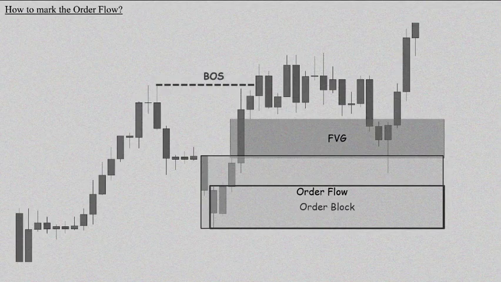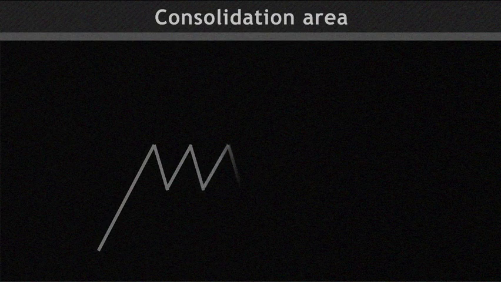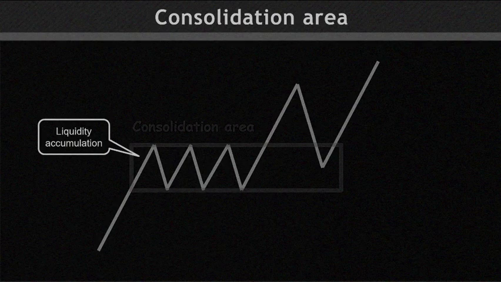The last key supply and demand is consolidation areas. Consolidation areas occur when buyers and sellers are not strong enough to drive the market into a trending position, creating a sense that the price is trapped within a box. This situation persists as liquidity accumulates, eventually leading the price to a breakout in one direction. Then, the consolidation area becomes a key supply or demand for traders.